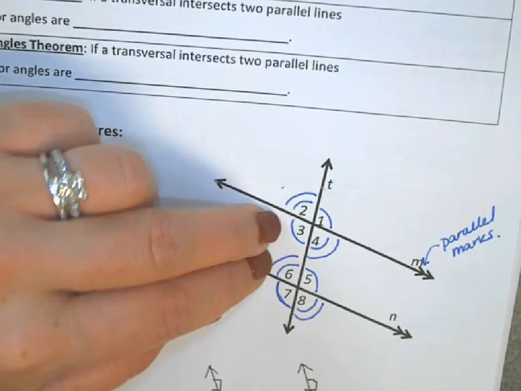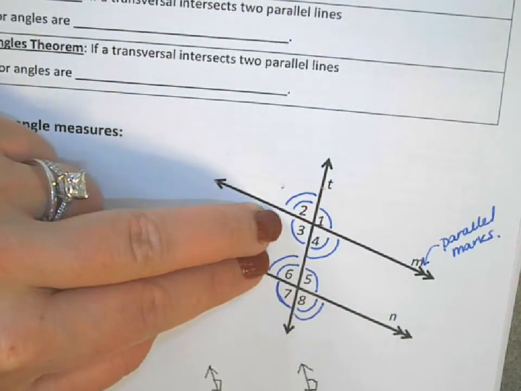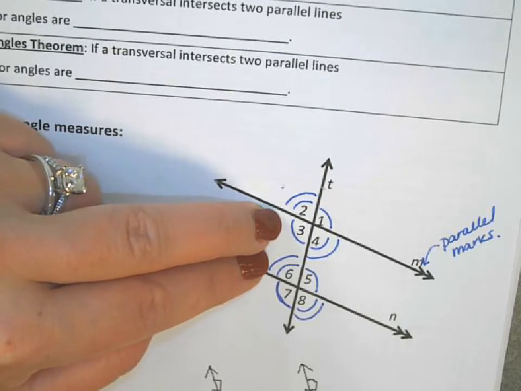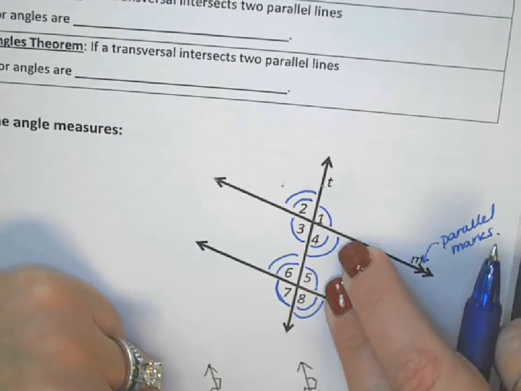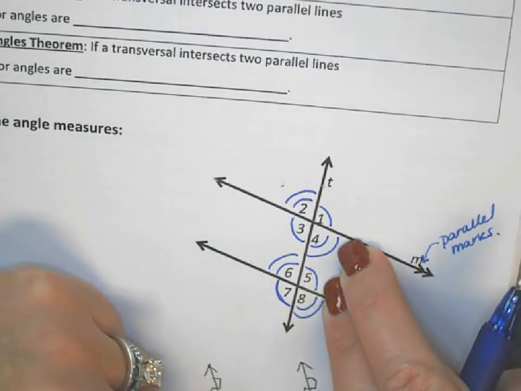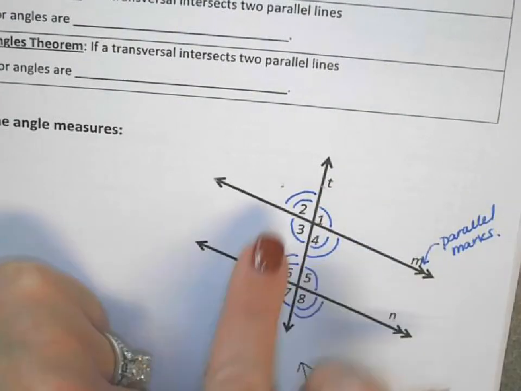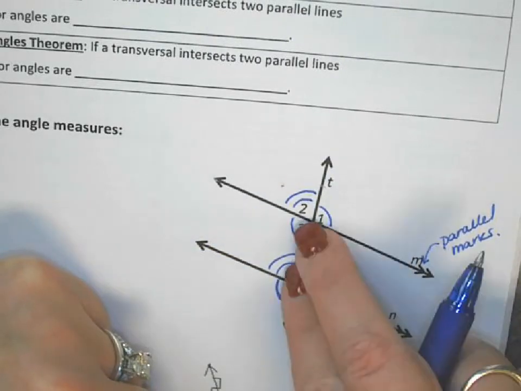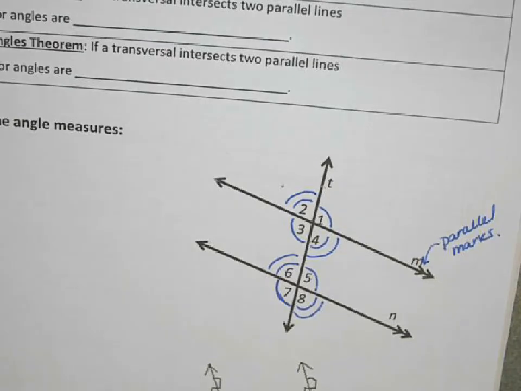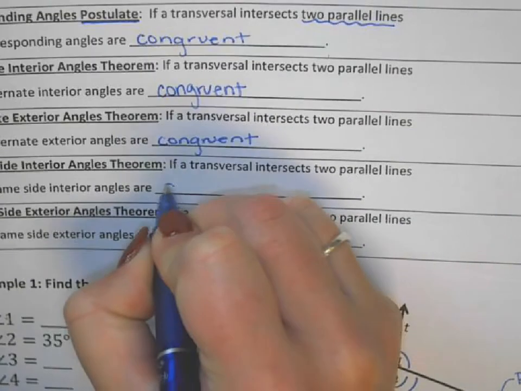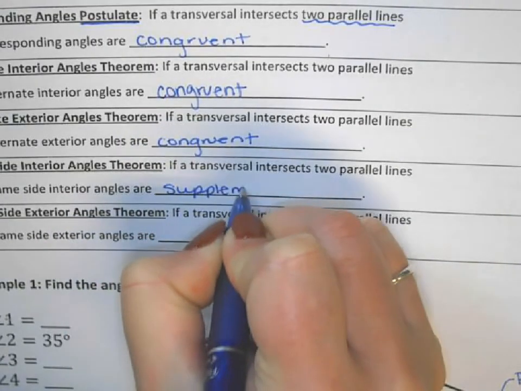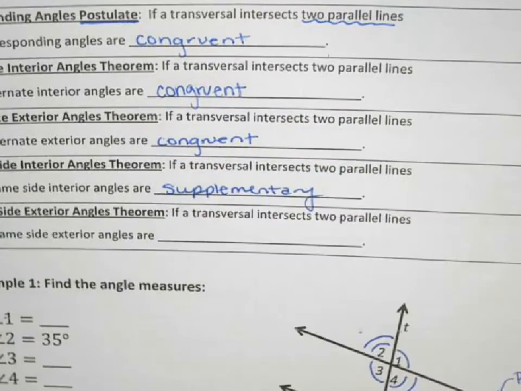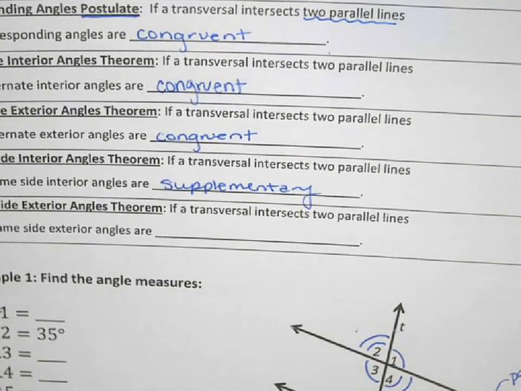So when we're looking at our same side interior angles, 3 and 6, see how one of them has a 1 arc and the other has a double arc? See how these same side interiors, 4 and 5, one has a single arc, the other has a double arc? A 1 arc and a double arc are going to add up to 180 because they're supplementary here. So these 2 angles must be supplementary. If a transversal intersects 2 parallel lines, then the same side interior angles are supplementary.